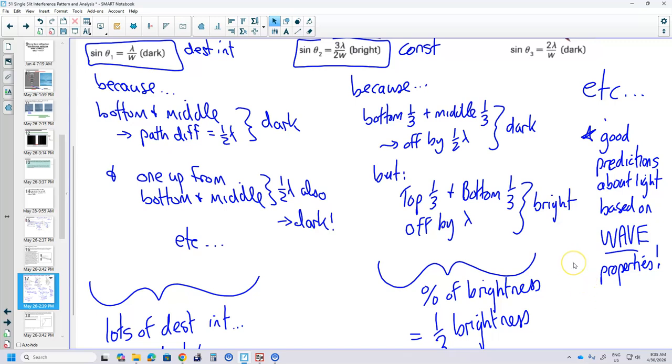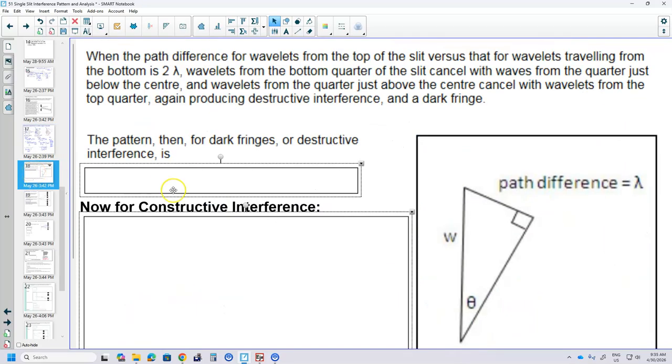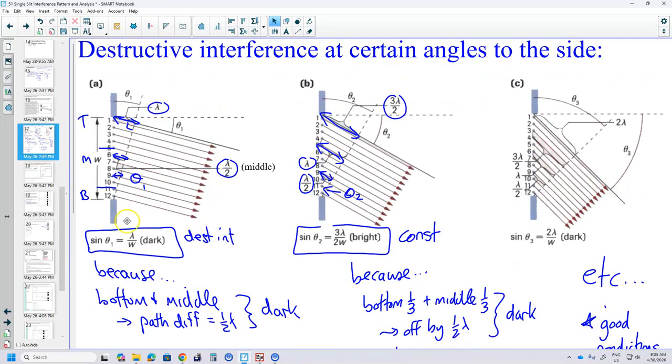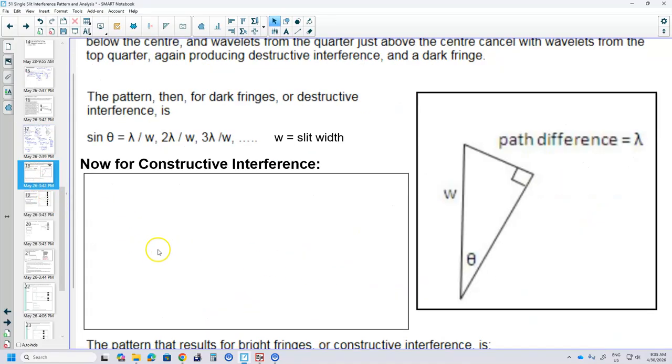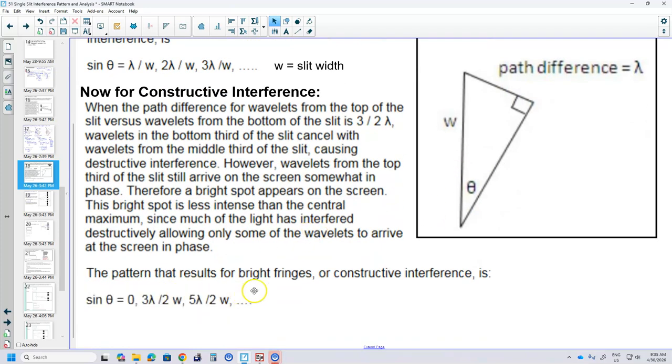But it works. It makes great predictions about light based on wave properties. So the pattern here, remember, we had lambda over W, and 3 halves lambda over W, and so on, right? You look at the mathematical pattern for that, and for constructive interference, you can analyze the same kind of thing. You get the 0 and the, again, I'm not doing the details here. I'm just showing you the idea of it.